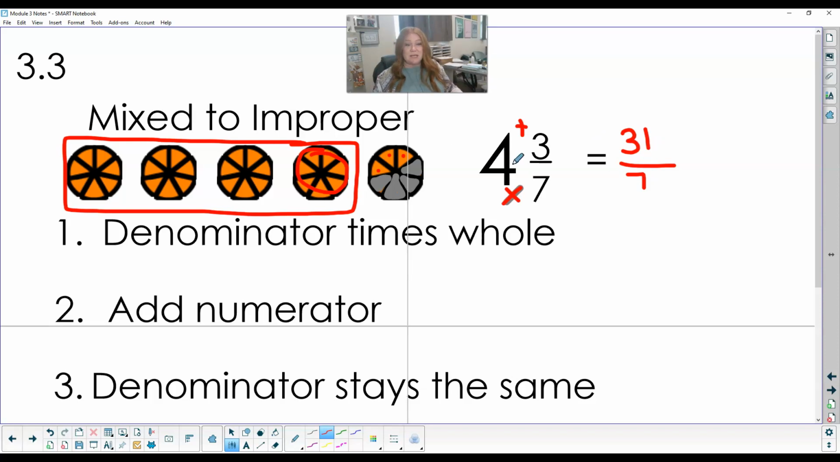These are equal, they mean the same thing. If I wanted to go backwards, 7 goes into 31 4 whole times, which is 28. 3 left over out of 7. You can see every time the denominator stays the same.